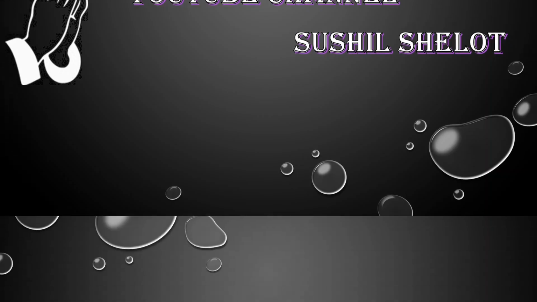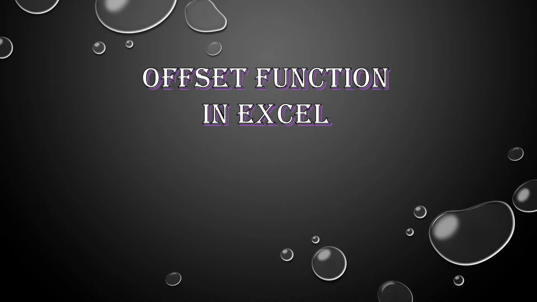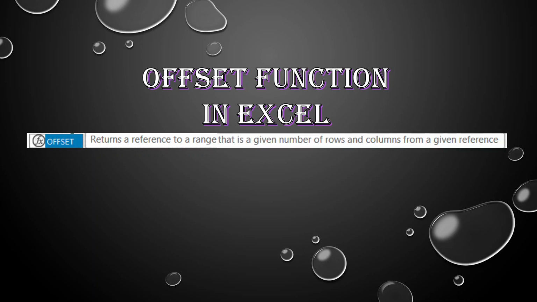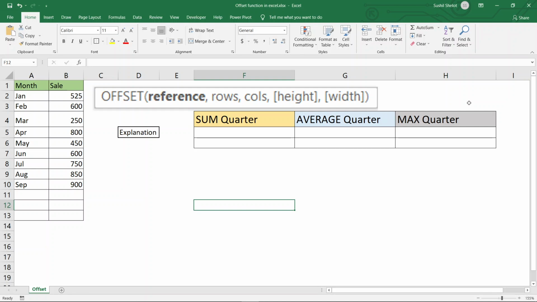In this video we are going to understand what the offset function in Excel is and how it is applied. The offset function returns a reference to a range that is a given number of rows and columns from a given reference. That means from a given reference, a delta amount of rows and a delta amount of columns are offset, and then a delta amount of rows and columns are considered in the offset function. Well, before I confuse you any more, let's get on to the Excel file and understand what the offset function is.